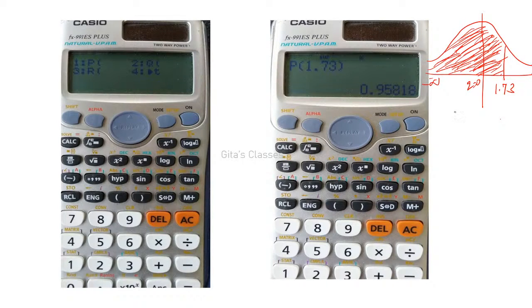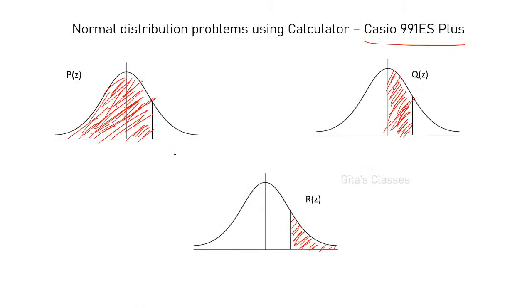Now the same thing, you find out for Q. You press shift 1, 5, then 2. Q of 1.73. Can you find out? Post the value. Okay, PQR. This is P of Z, Q of Z, R of Z. P means this area. Q is the same as our table. And R is on the right hand side.